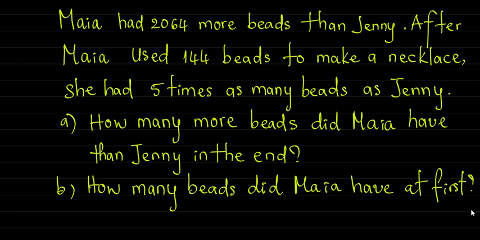So they say that Mia had 2064 more beads than Jenny after Mia used 144 beads to make a necklace. She had 5 times as many beads as Jenny. So A, how many more beads did Mia have than Jenny in the end? B, how many beads did Mia have at first?